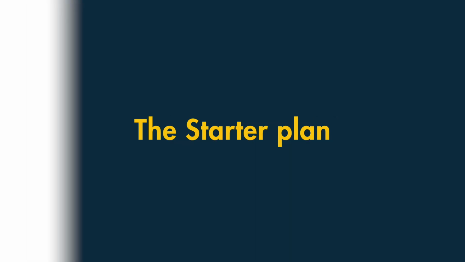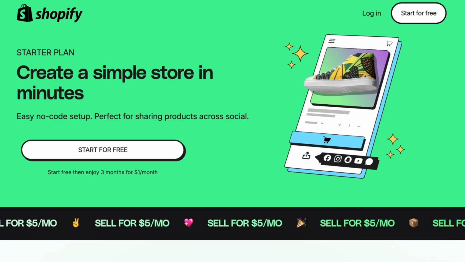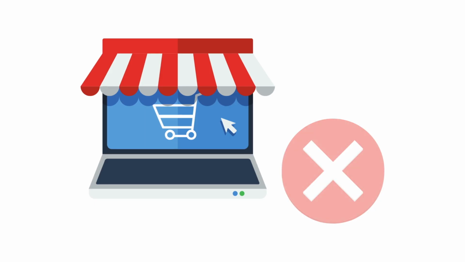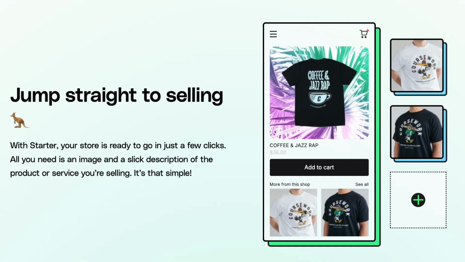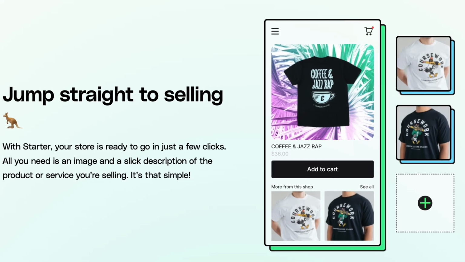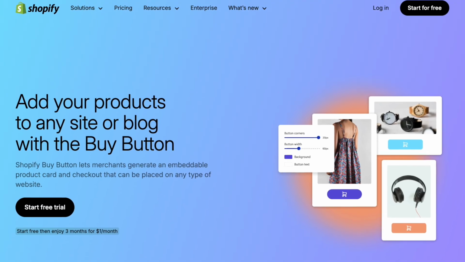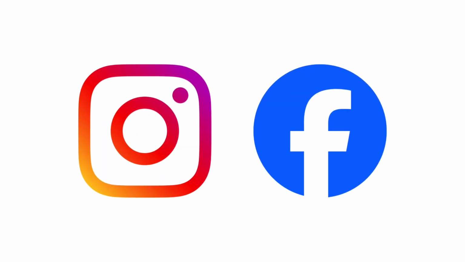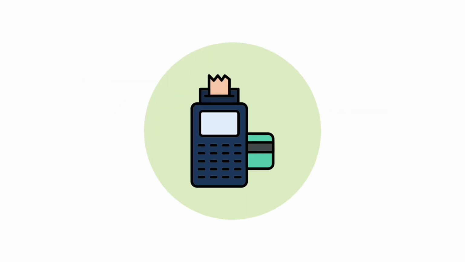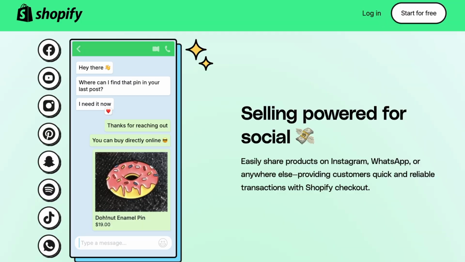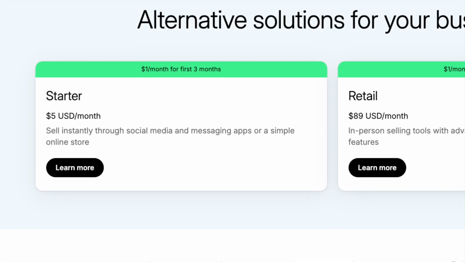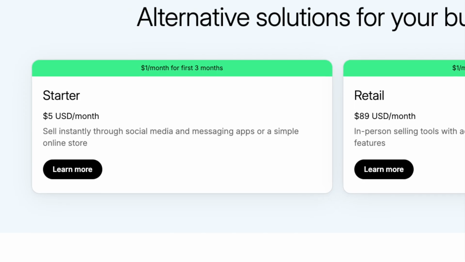The Starter plan. At $5 per month, the Starter plan represents the cheapest way into the Shopify ecosystem, but it's very different from the other plans on offer. This is because it doesn't let you build a fully customizable, functional store. Instead, it lets you list products on a simple storefront, embed products on an existing website, sell via social platforms like Instagram or Facebook, take in-person payments via a card reader, and sell through messaging apps like WhatsApp. To be honest, this is a pretty decent feature set, but there are some significant drawbacks to consider.